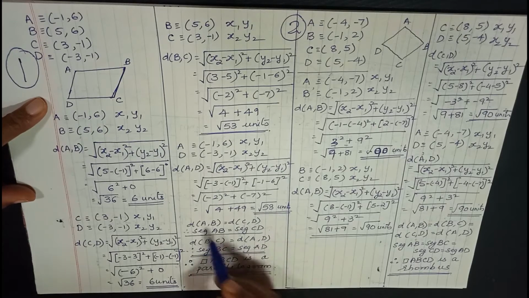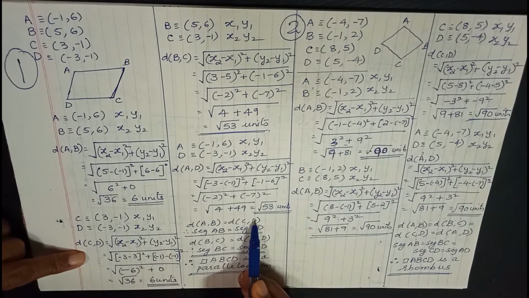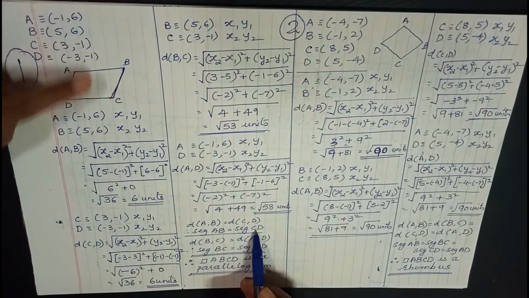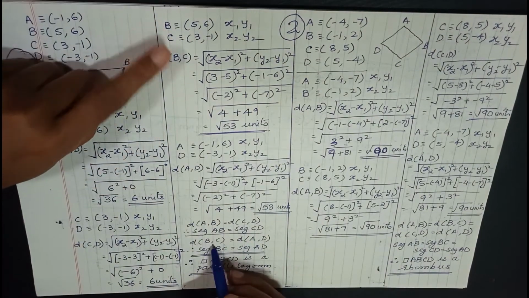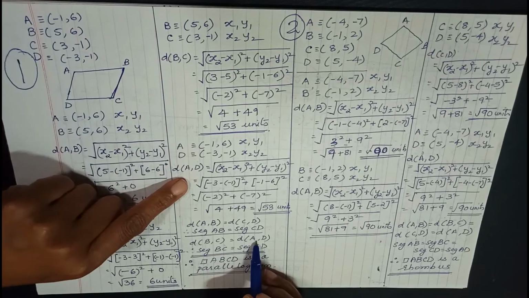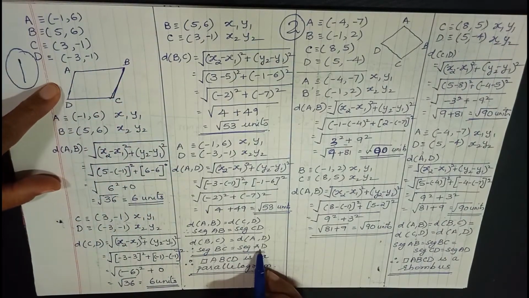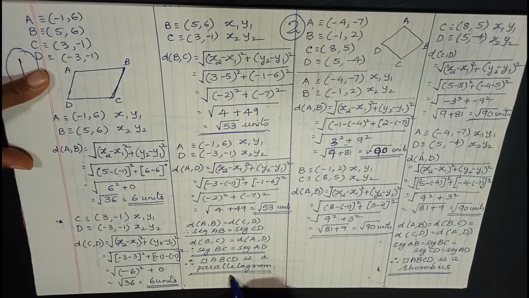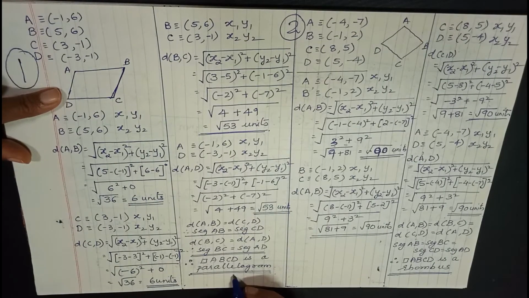So how do we conclude? Distance AB is equal to distance CD. That means segment AB is equal to segment CD. So we got one pair of opposite sides equal. Similarly, distance BC is equal to distance AD. That means segment BC is equal to segment AD. So we got both pairs of opposite sides equal. So our conclusion will be that ABCD is a parallelogram.